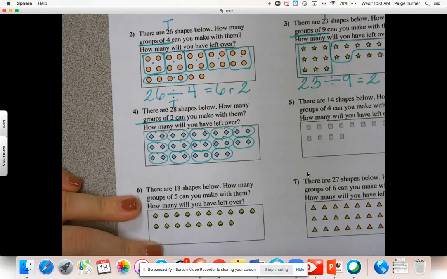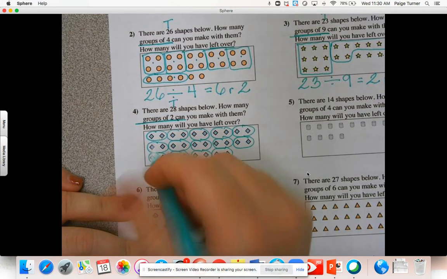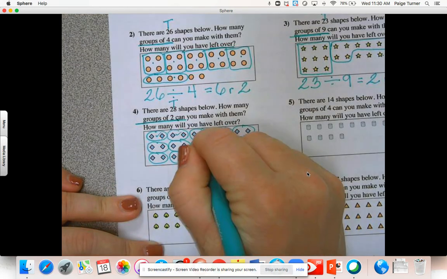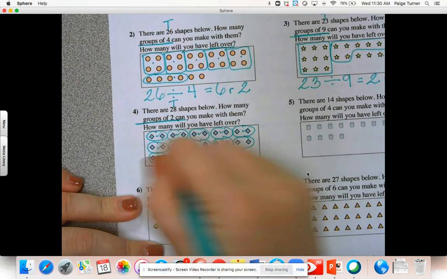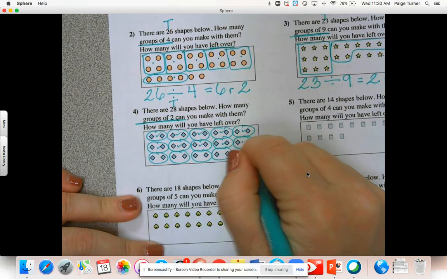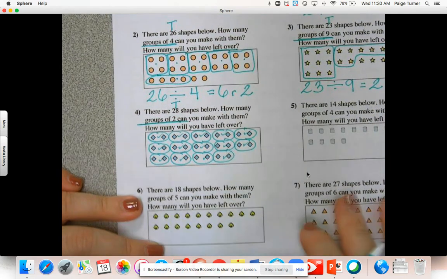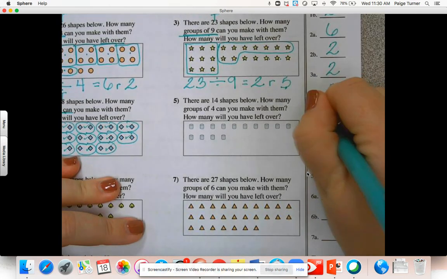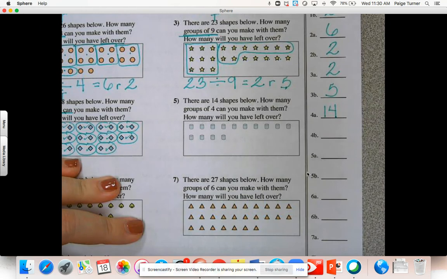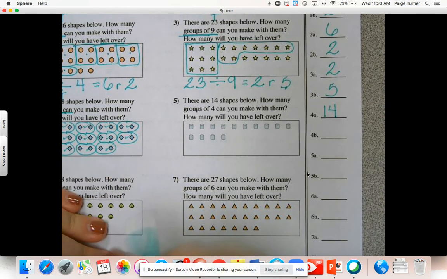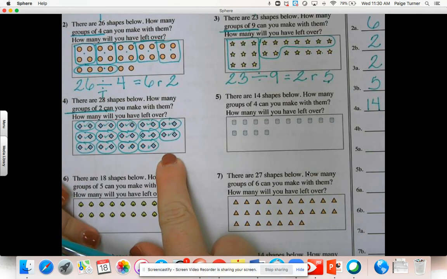All right, so let's answer the first question. How many groups of 2 were we able to make? So let's count up the groups that we made. We made 1, 2, 3, 4, 5, 6, 7, 8, 9, 10, 11, 12, 13, 14. We made 14 groups. So that's going to be the answer to question 4A.